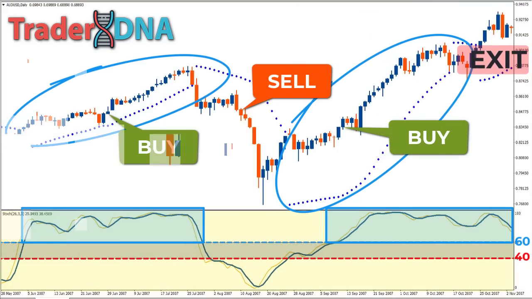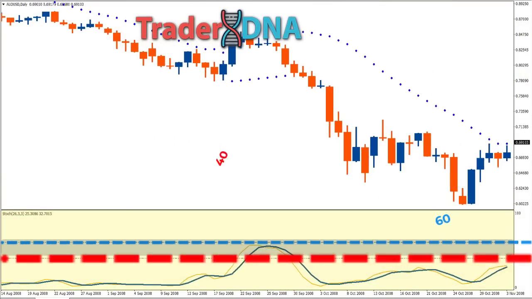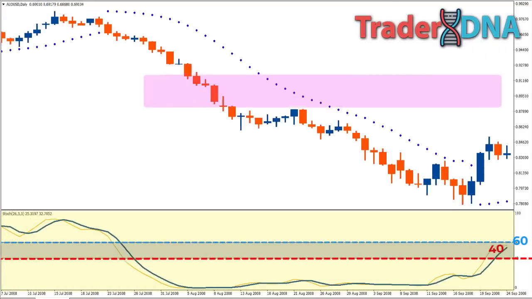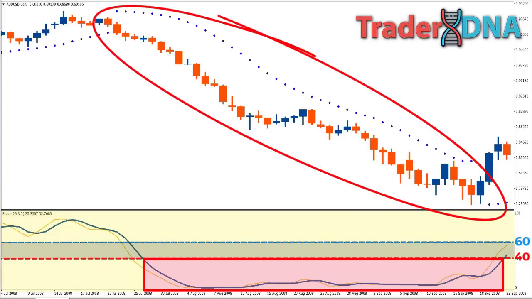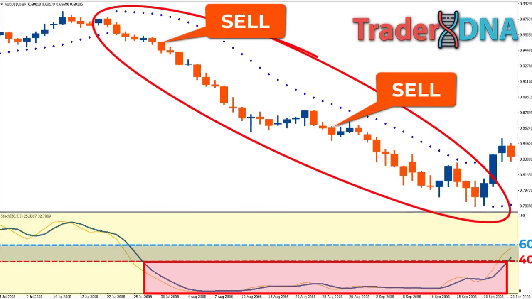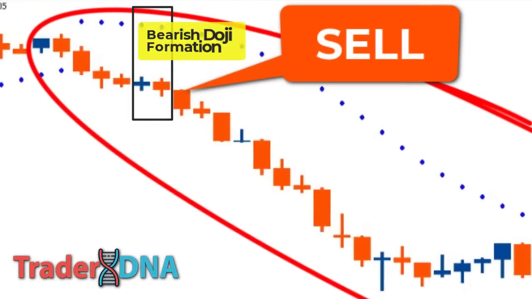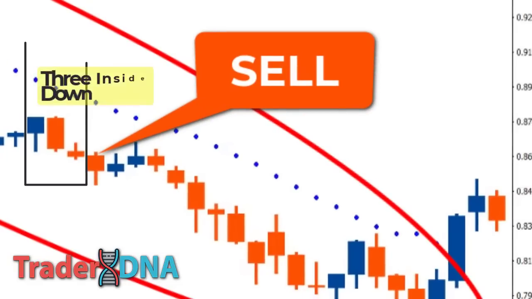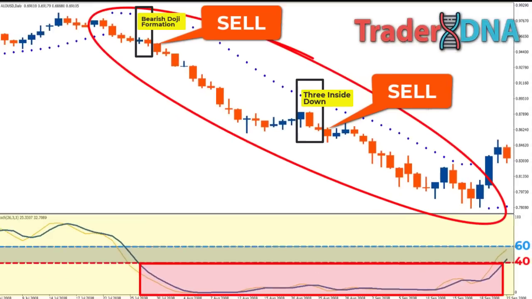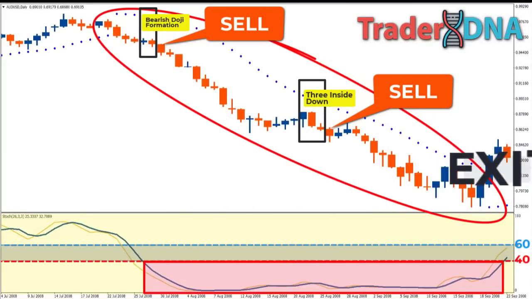Conversely, in this chart, the stochastic confirms a long downtrend when it dips below 40 and stays there for an extended period. When the price is below the SAR, we only look for potential sell trades. The SAR is our trailing stop loss.